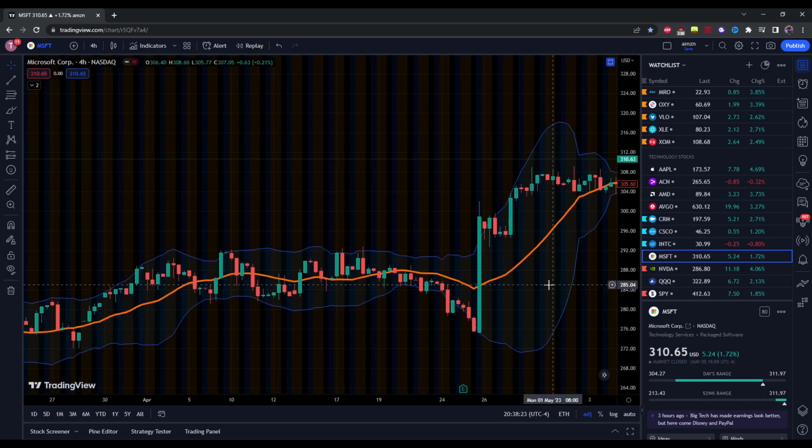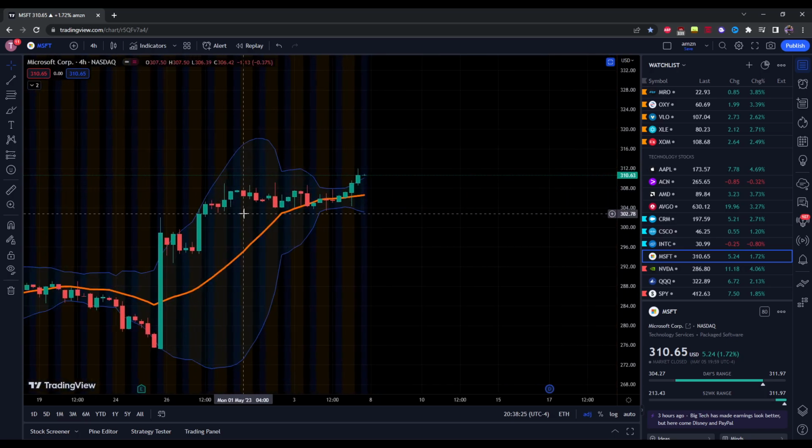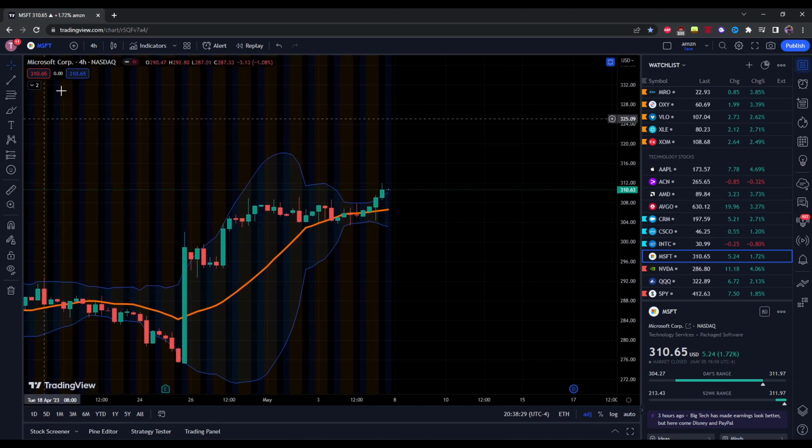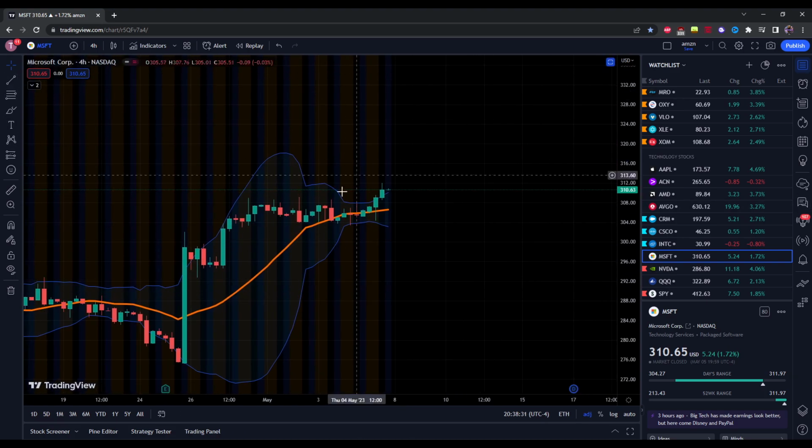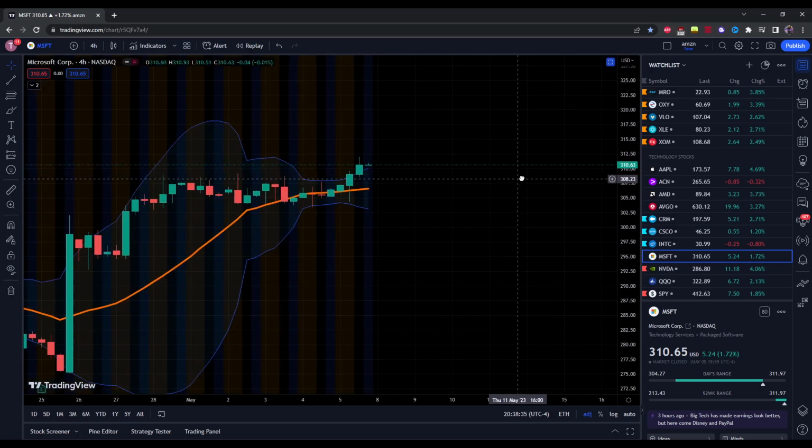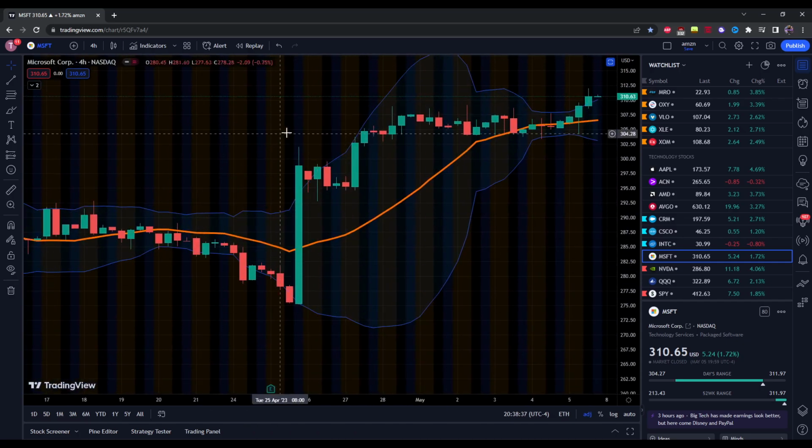Well, using Bollinger Bands, we're able to find a little bit of help in answering that question. So we're looking at the Microsoft chart that I had open. This is a trade that I personally took. This is a 4-hour timeline. So how do you read this? So we had a breakout of earnings. We had a huge gap up in earnings, right?